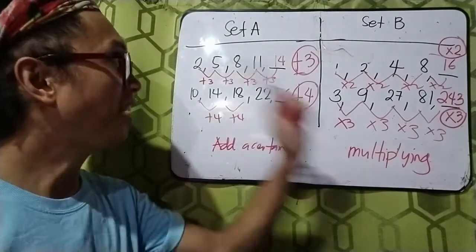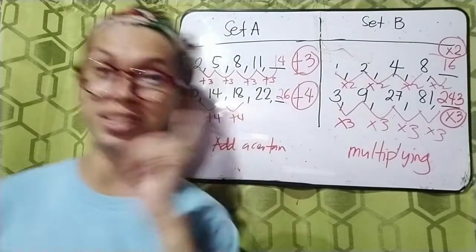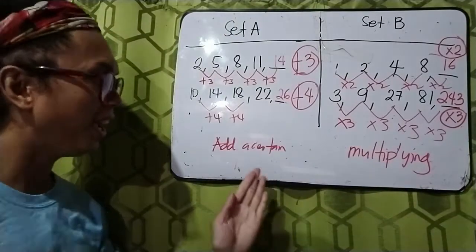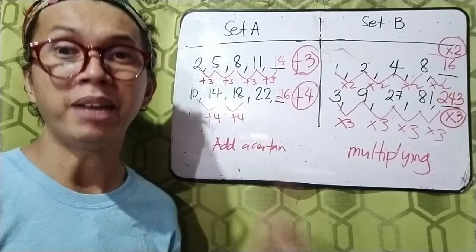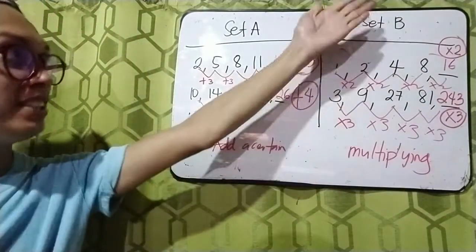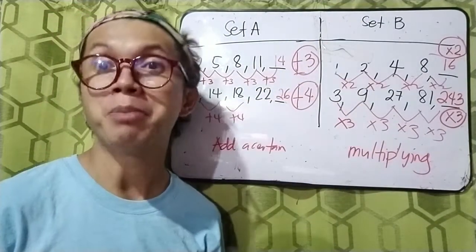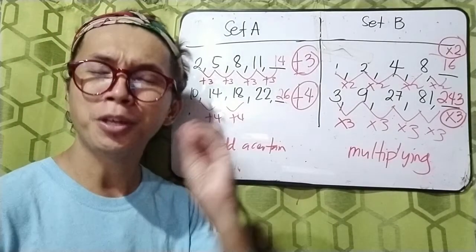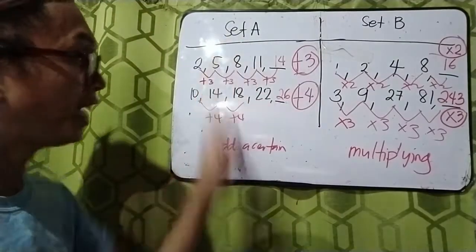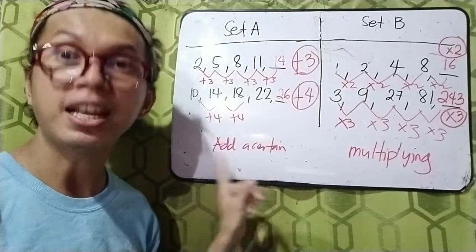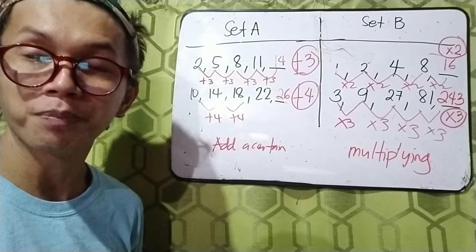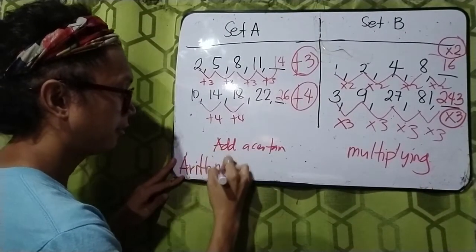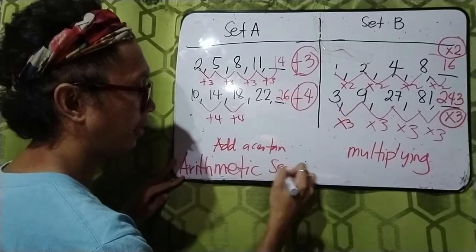So now, can you see the difference between the two sets of sequences? Okay, it's very obvious. In set A, we get the next term by adding a certain number, and in set B, we get the next term by multiplying a certain number. Correct. So that's the difference between the two. Now, how are we going to call set A when the rule is adding a certain number to get the next term? It is called arithmetic sequence.